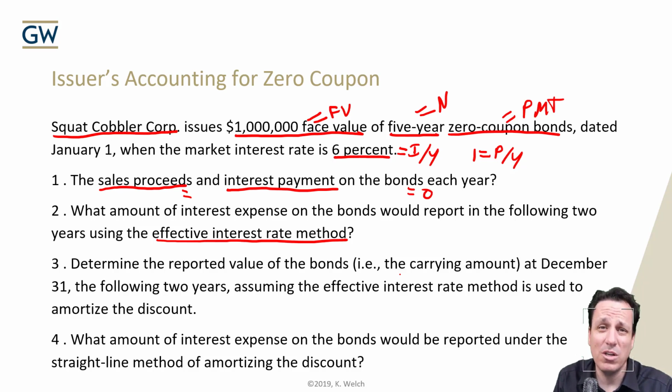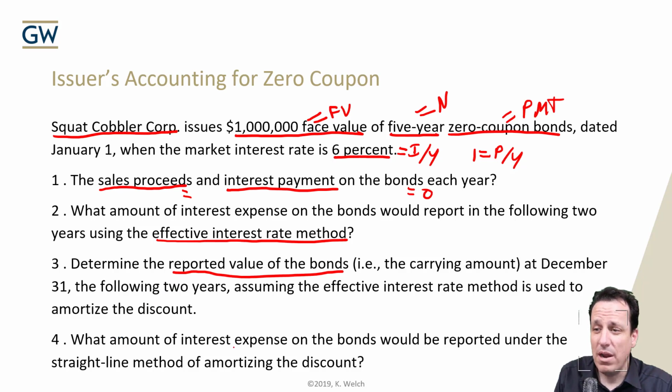So usually I'll ask a question about the first period and second period to see if you know what you're doing. Determine the reported value of the bonds, which is the carrying amount at December 31st, the following 2 years, assuming the effective interest rate method is used to amortize. All right, that's basically the net balance of what the bonds are, what the net balance is on the balance sheet as a liability.